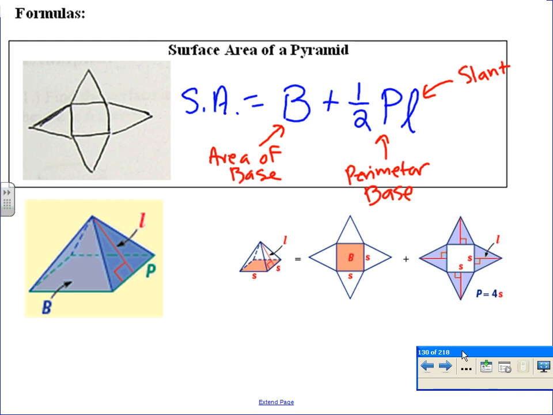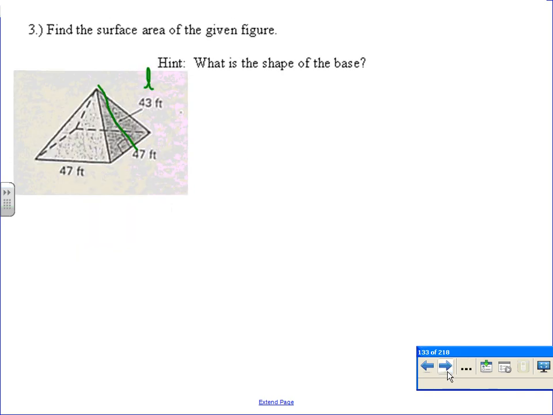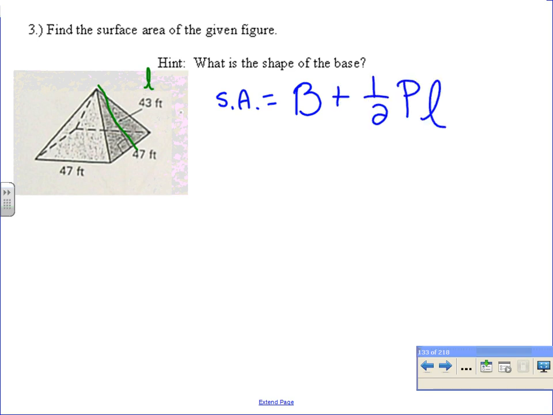Okay, after you guys jot that down, we're going to start with number 3. Number 1's too hard, so we're going to come back to it. We're going to start with example 3. On page 23 of your notes, stay with me. First thing I want you to do is write down surface area is B plus 1/2 PL. For a pyramid, the surface area formula is always B plus 1/2 PL.